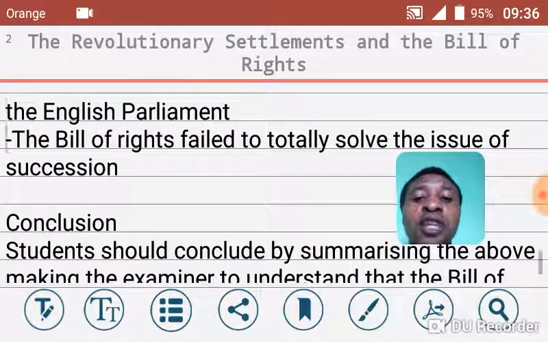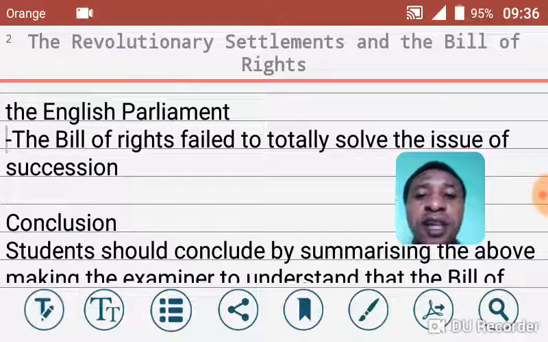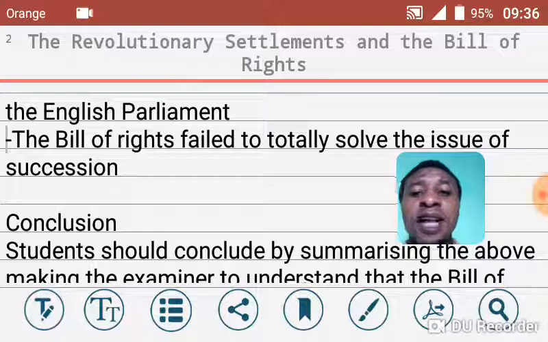So my dear students, from the above you can see that the Glorious Revolution, or the overthrow of James II, was only a means to an end and not an end in itself, because there were a lot of problems that the English people still had to deal with. Even talking about parliamentary elections, the Bill of Rights vaguely stated that elections will be organized frequently, but failed to give the lifespan of the English parliament.